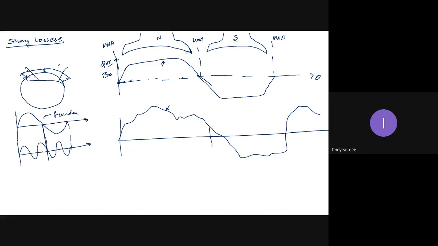This is a third harmonic, which has frequency thrice the fundamental. Thrice means in one cycle of the fundamental, there are three cycles of the harmonic wave. Then next, if you take the fifth harmonic, this is the fifth harmonic. As the order of harmonics increases, the amplitude of the harmonic wave decreases.